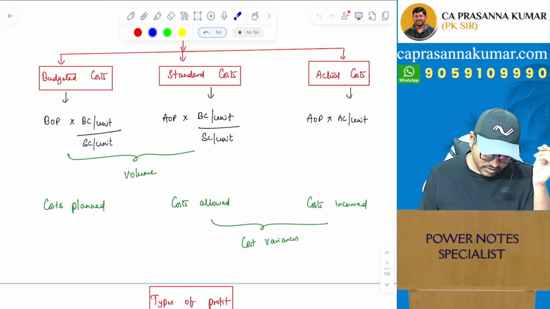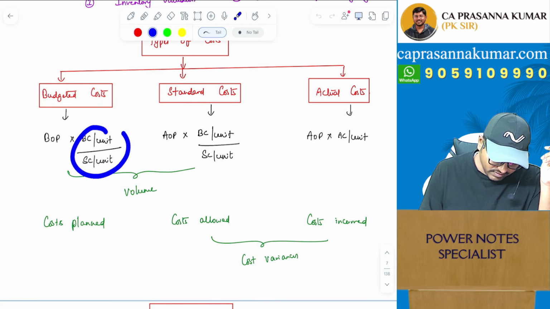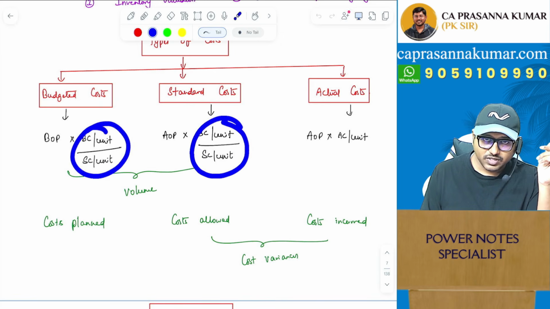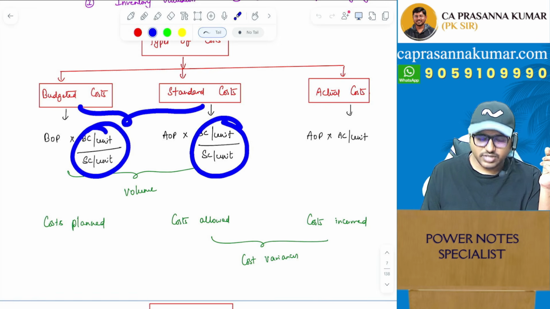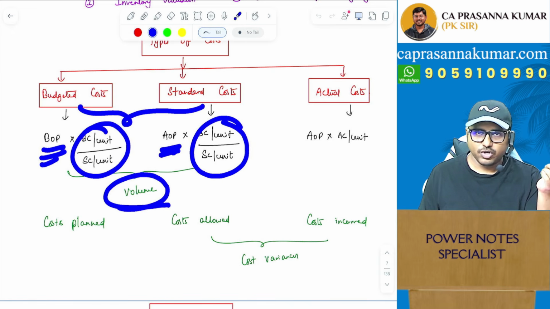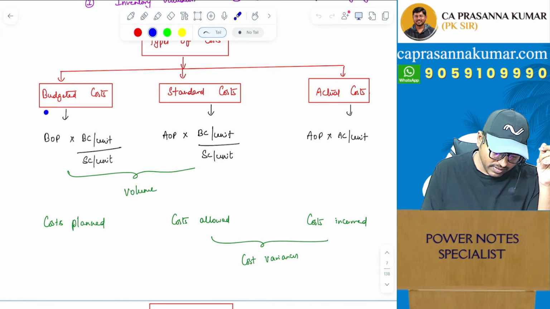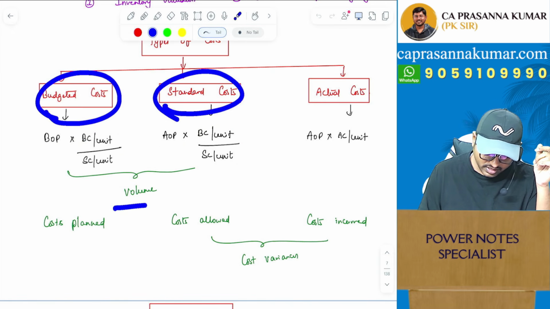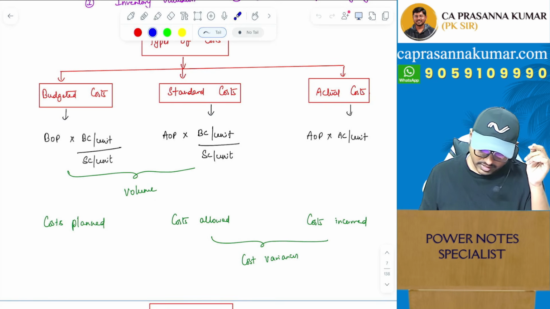Now, the most important point that you need to understand is, if this and this remain the same on per unit basis, then what is the basic difference between budgeted cost and standard cost? Here it is budgeted output. Here it is actual output, which means the difference is what? Volume. So therefore, the difference between budgeted cost and standard cost is nothing but volume. Keep that in mind. Okay.